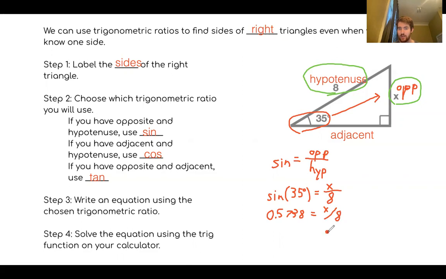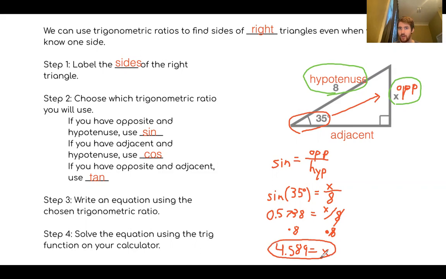Times 8. So I'm going to use a dot to represent multiplication. Times 8 times 8. Again, just do this on your calculator. 0.5738 times 8 equals 4.589. We'll cancel out these 8s, and we're just left with x equals 4.589.